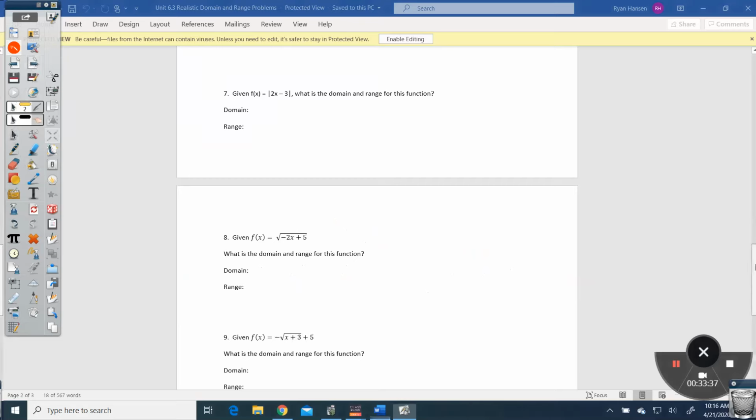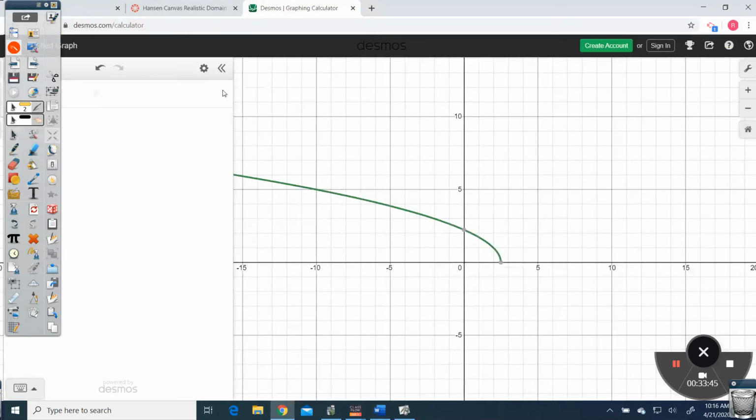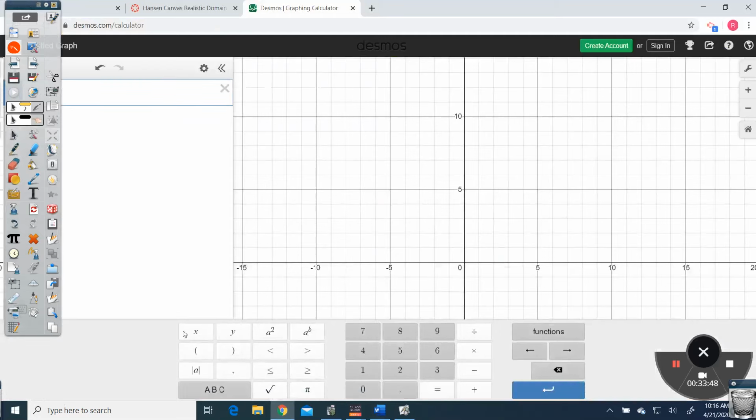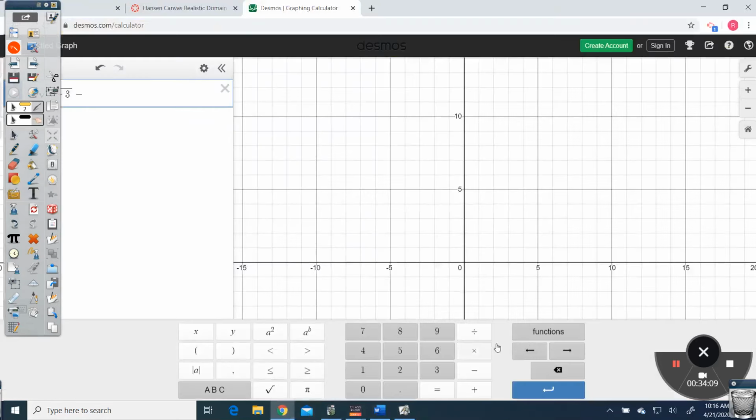Question 9. So let's graph this. Negative square root of x plus 3. So negative square root of x plus 3. And then we need to come out of it. Minus... plus 5. Plus 5. So here it is.